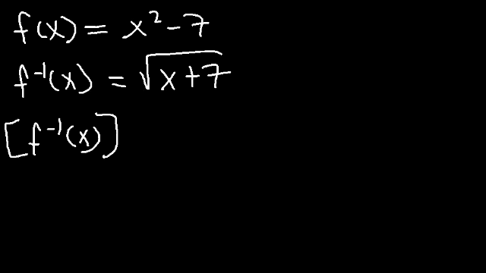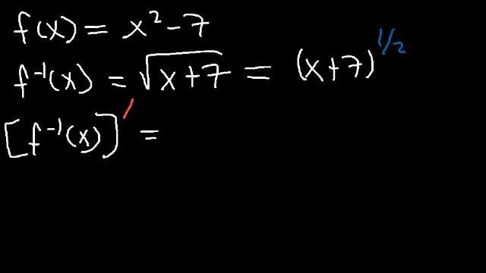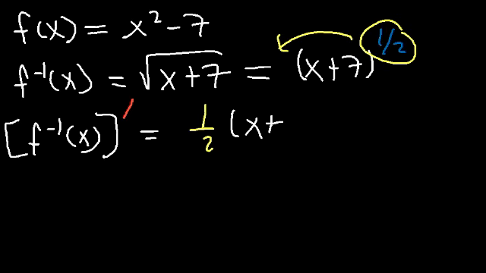of the inverse function is going to be, before we can find it, we need to modify this equation. Let's rewrite it as x plus 7 raised to the 1/2. So let's use the power rule. Let's take the 1/2 and move it to the front. So it's 1/2 times x plus 7, and we have to subtract the exponent by 1. 1/2 minus 1 is the same as 1/2 minus 2/2, and that's negative 1/2.